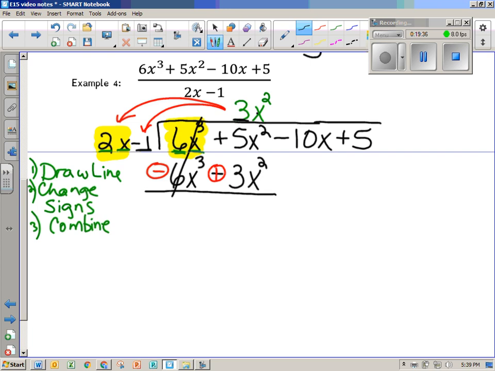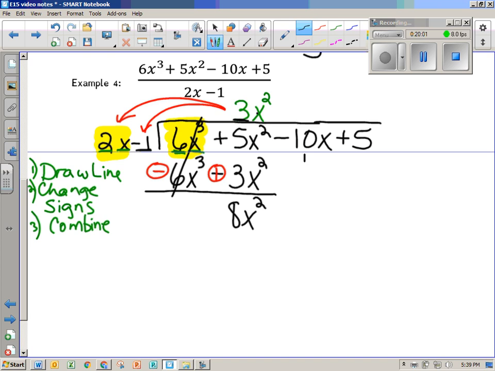Remember, these first two should always cancel. 5x squared plus 3x squared would give us 8x squared, not 8x to the fourth. X to the fourth would be x squared times x squared. X squared plus x squared, it's just 5 bananas plus 3 bananas is 8 bananas. Bananas stays the same. In this case, bananas is x squared.